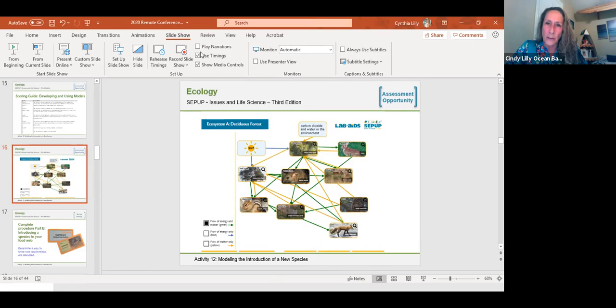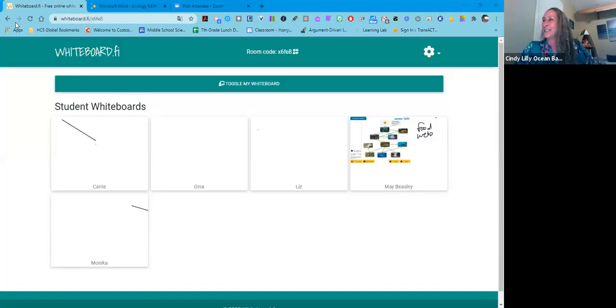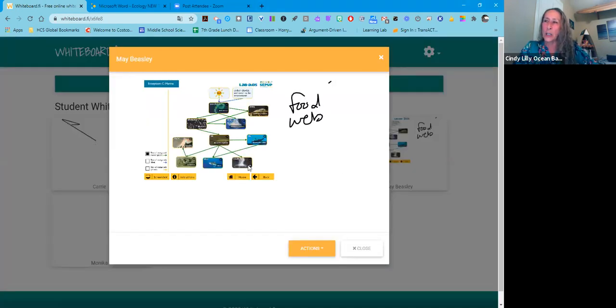So I'm going to stop sharing my PowerPoint because I want to share my whiteboard. So great. So May put hers in there. So what's great is I can click on this and we can talk about May's food web and discuss the components that she put in. I love that the sun has got the blue line, the energy, so great job.